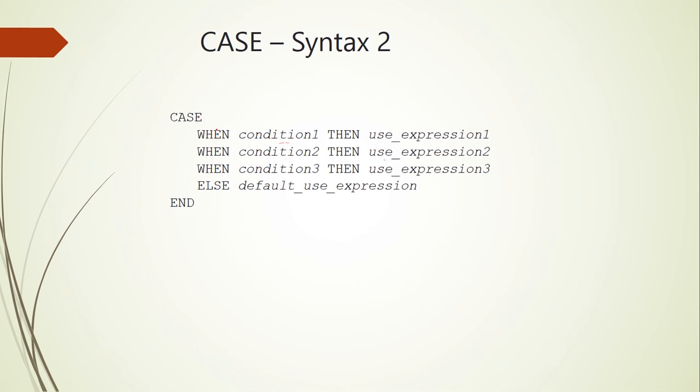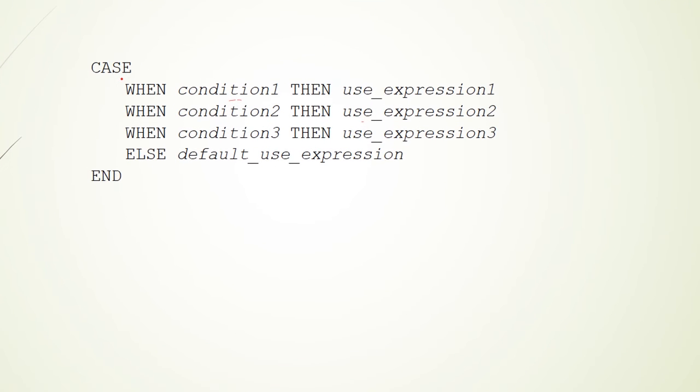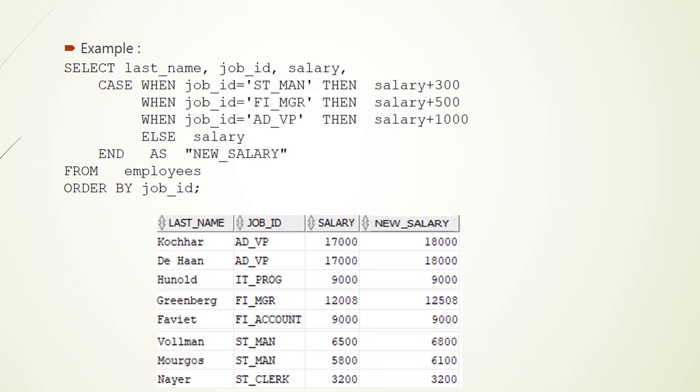The second syntax of the CASE statement is called searched CASE. CASE WHEN, and this is the condition, THEN this is the returned output, WHEN condition 2, the return output, and the last thing ELSE, and this is the default return output, and then here END. Let's have a look at this example to understand how to use the second syntax.